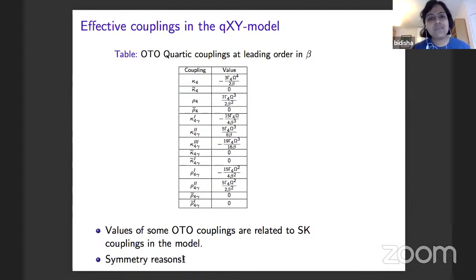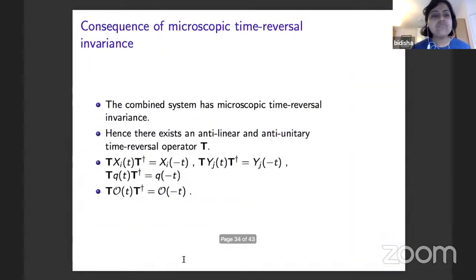I mean, whether this is very specific to the model, or whether this is in general true once we have this generalization of the Kubo kind of formula, where for effective couplings we have some expression from the bath spectral function, and whether there are some microscopic symmetries that are constraining various effective couplings.